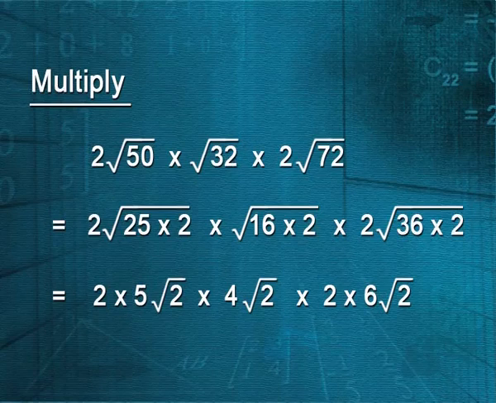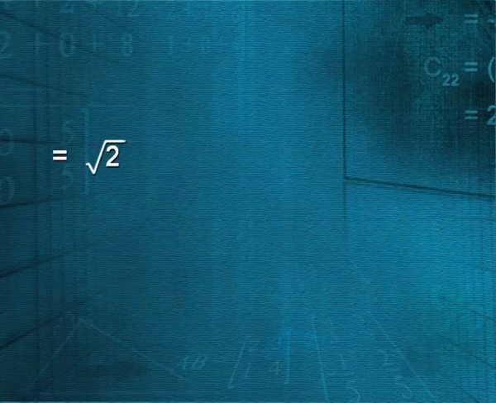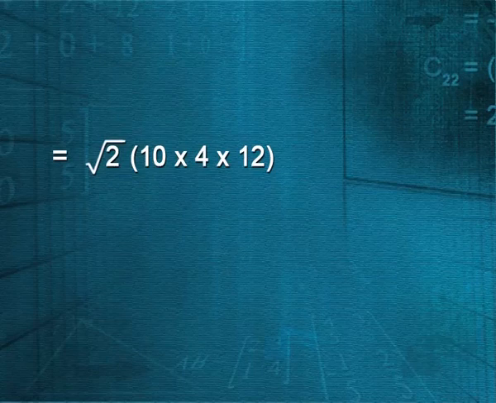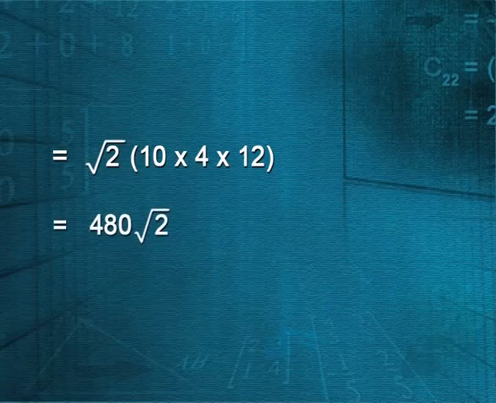Now, in all the three surds, we find that the irrational factor is common, that is root 2. We take root 2 outside, and inside the bracket we are left with 10 into 4 into 12. When we multiply 10 into 4, we get 40, and 40 multiplied by 12 gives 480. Therefore, this is equal to 480 root 2.